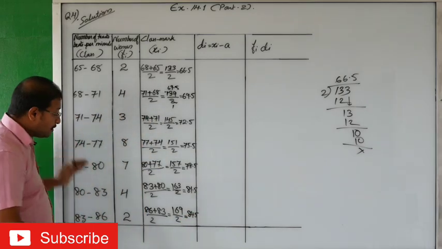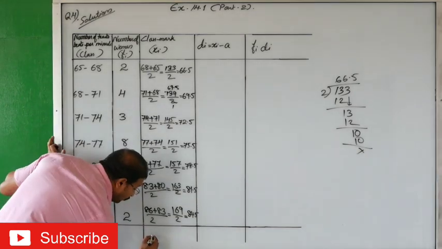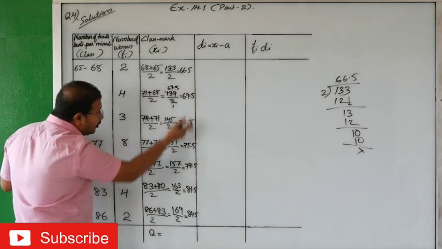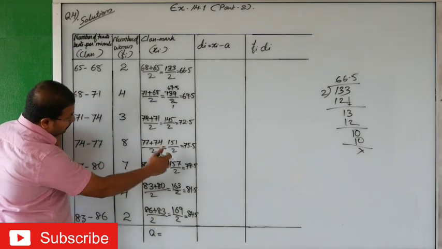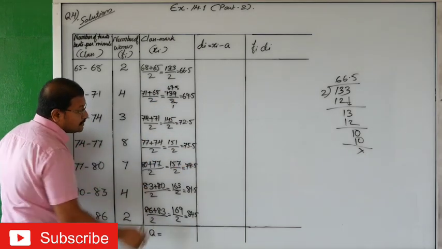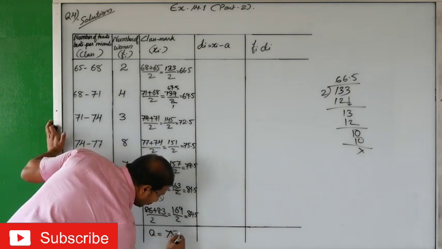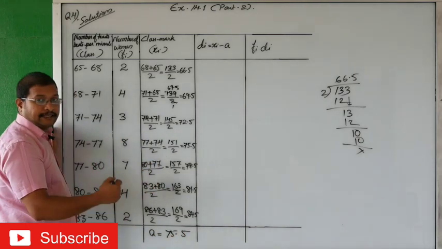From here we will find the value of A, the assumed mean. Assumed mean means we will take the middle of these. Which is the middle term? You can take 75.5. That means A is 75.5.